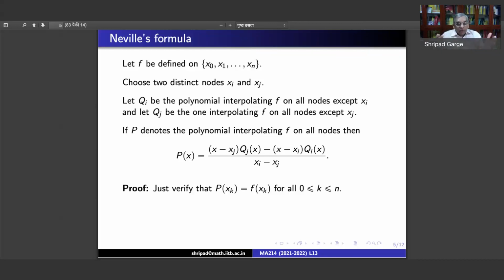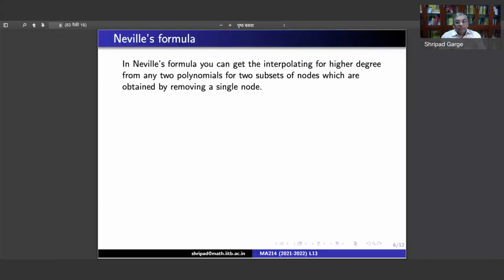Okay. And of course, we just verify that p of xk is f of xk for all k from 0 to n, and that will give you the proof that these two polynomials, the one on the left hand side and the one on the right hand side, are indeed the same. This is a formula for getting the interpolating polynomials by Neville, and we can use it quite well. In Neville's formula, you can get the interpolating polynomial of higher degree from any two polynomials for two subsets of nodes which are obtained by removing a single node.